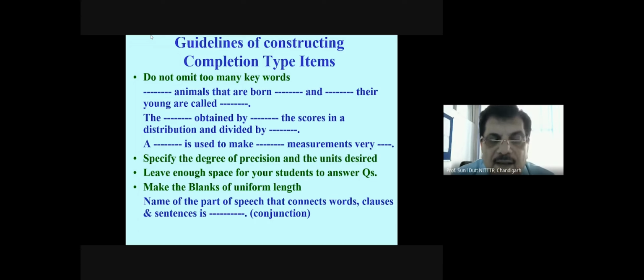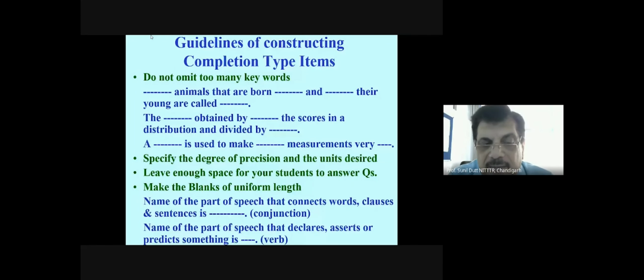Let me give the example. Name of the part of speech that connects words, clauses, and sentences is dash, so conjunction. So I have left a bigger space. Now here, name of the part of speech that declares, asserts, or predicts something is dash, that is verb. So small. So please make all the blanks of equal size.